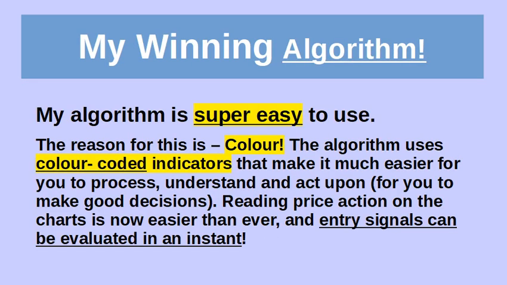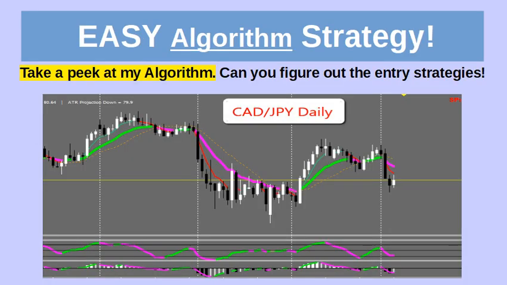Now, my winning algorithm, this is what you're waiting for, right? I'm going to show you in just a second. My algorithm is super easy to use. The reason for this is color, right? I use color-coded indicators, a lot different than most other people out there, okay? I want to make it much easier for you to process, understand, and act upon. In other words, act upon meaning making good decisions. Reading price action on a chart is now easier than ever, and entry signals can be evaluated in an instant. Okay, so here's my easy algorithm strategy.